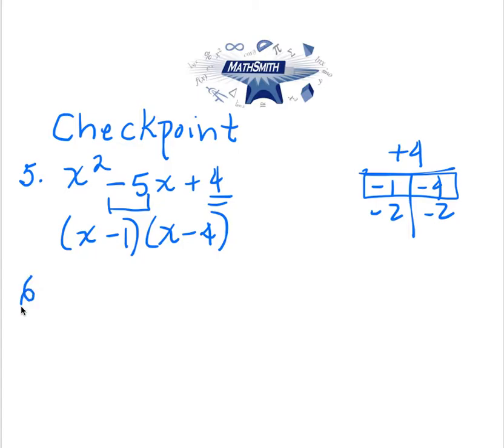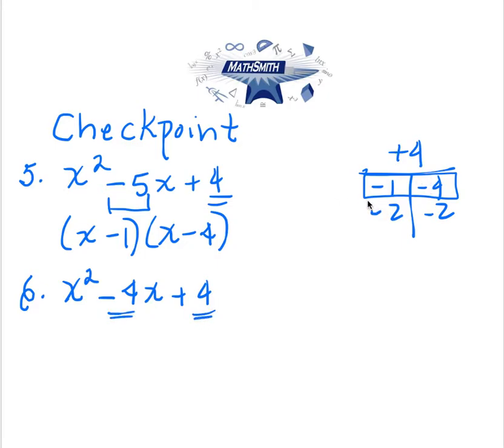Okay, now let's look at number 6. x squared minus 4x plus 4. Oh, okay, I can almost use this factoring right here. So here I'm looking for positive 4 again, right? But the factors have to combine into negative 4.